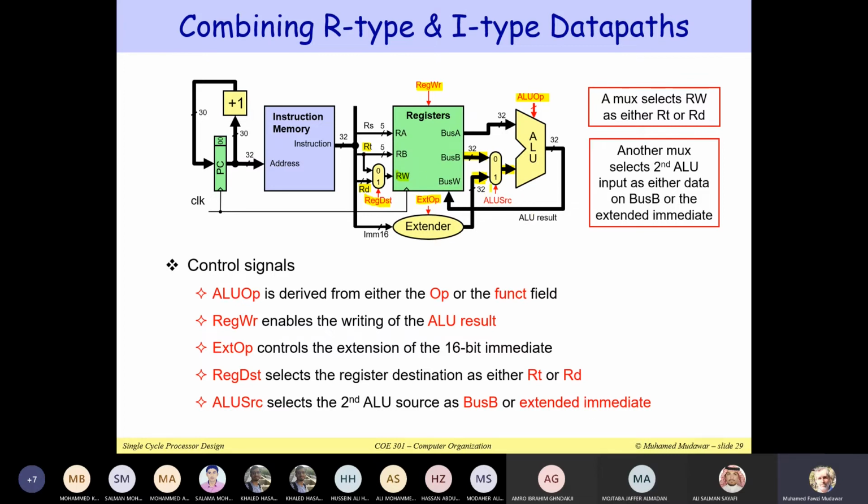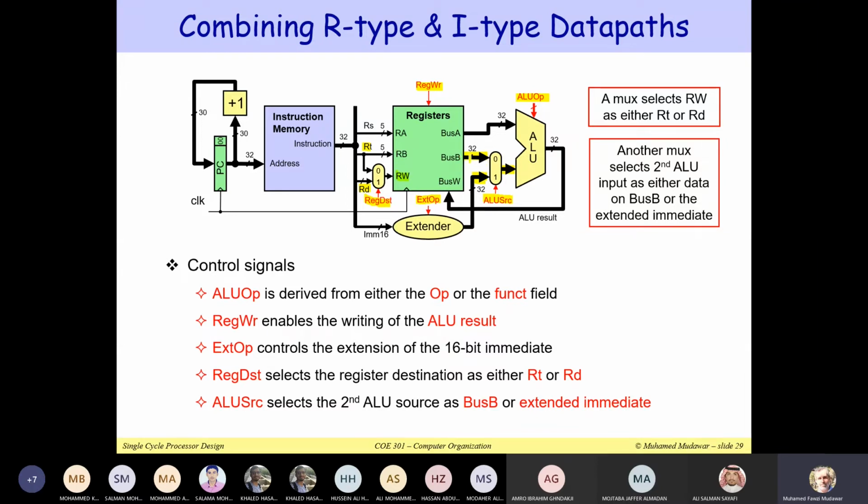The other thing that I need to control with this multiplexer is the second ALU source. So I need a control signal here, which is called ALU source. This ALU source can select my second ALU input. It can be the data on bus B, which will be the value of register RT.